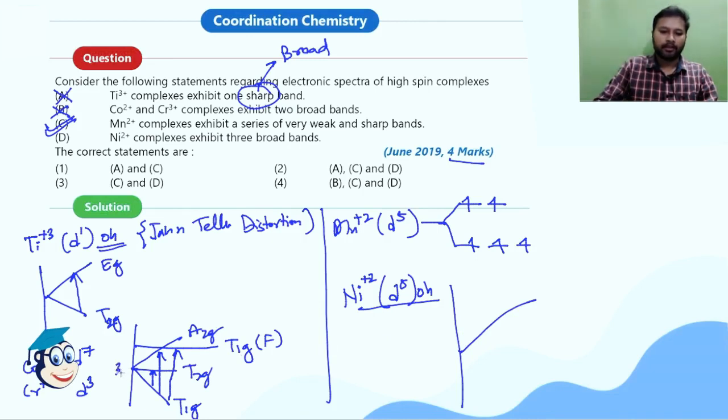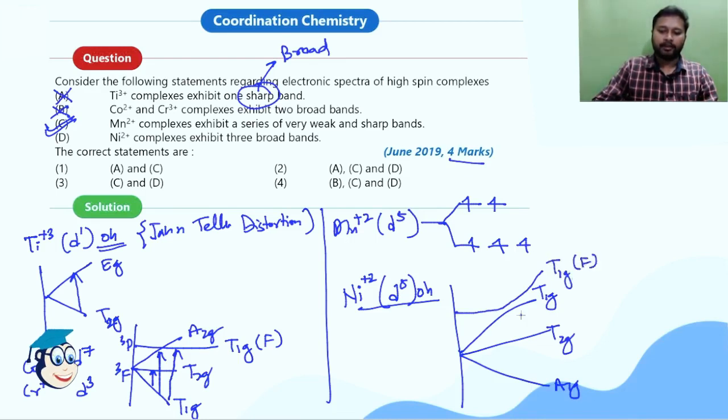Here it's 3F. Remember this, and this one is 3P. Just remember that. If you draw that, here it will be A2g, then comes your T2g, then comes your T1g, right? And then, following the non-crossover rule, it will be T1g(F). So this is how the Orgel diagram will be, and how many transitions are possible?